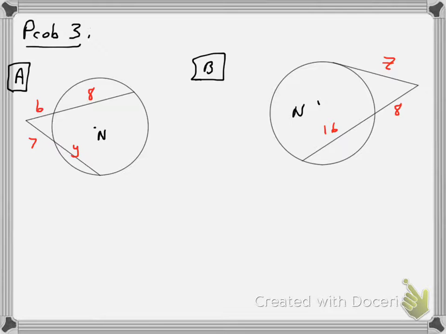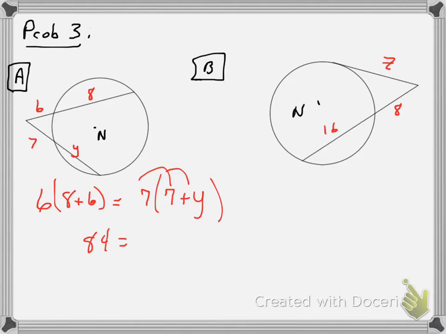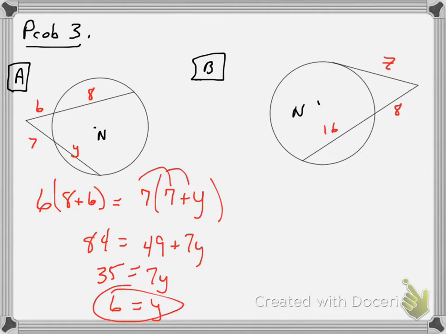So what's outside? Well, we got 6 outside times the whole thing, which is 8 plus 6, equals what's outside of the other segment, which is 7, times 7 plus y. And again, these are secant lines. You end up with what? Well, 6 times 6 plus 8, punch in your calculator, get 84, equals, go ahead and distribute through, 49 plus 7y. Well, you just go ahead and solve, subtract 49, I get 7y equals 35, and divide by 7, so y equals 6. There's my y.